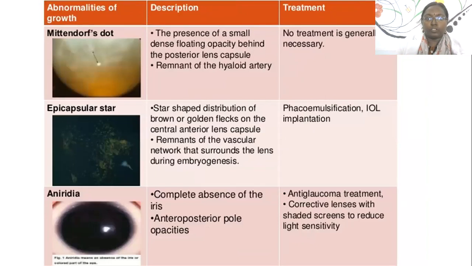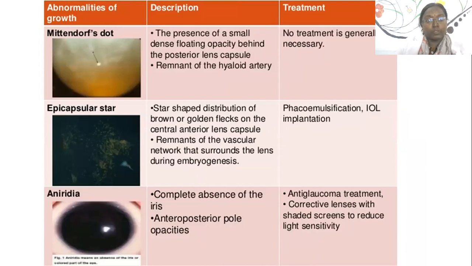Mittendorf dot. Mittendorf dot is a small, dense, floating opacity behind the posterior lens capsule. It's because of the remnant of hyaloid artery. So the hyaloid artery is found in the mesenchyme. Hyaloid artery supplies the lens during development. No treatment is required.